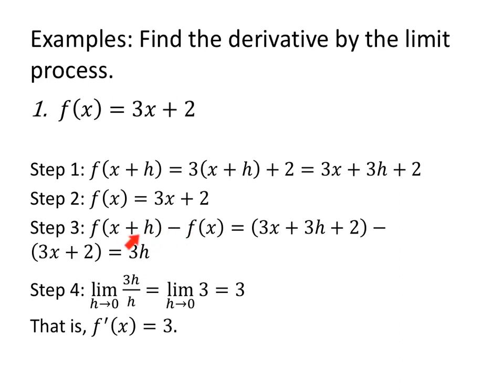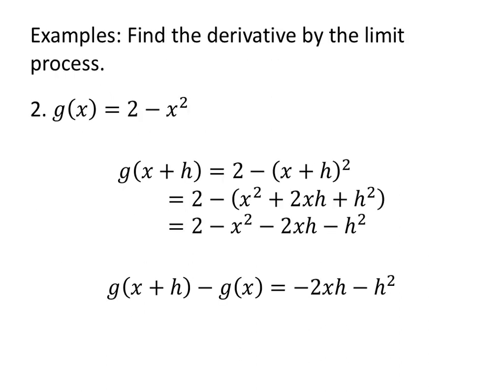So I found the difference. Now let's find the quotient using the limit. Step 4, the limit as h approaches 0 of our difference, 3h, all over h. H is cancelled. The limit as h approaches 0 of 3 is just 3. So remember, the derivative is equal to this limit. So the derivative is 3. The slope of the tangent line, derivative, slope of the tangent line, is 3 for every point on this particular graph.